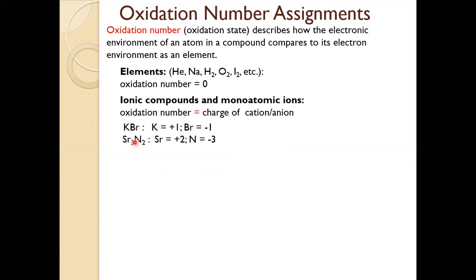And we do the same thing for strontium nitride. Strontium is +2, nitrogen is -3. And then for something like a monatomic ion, like the sulfide anion, S2-, because it's a monatomic ion, its charge is the same as its oxidation number.